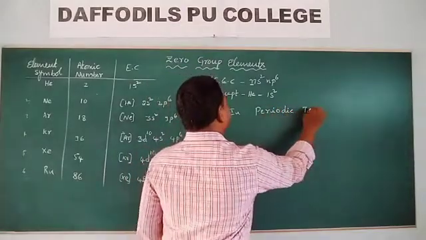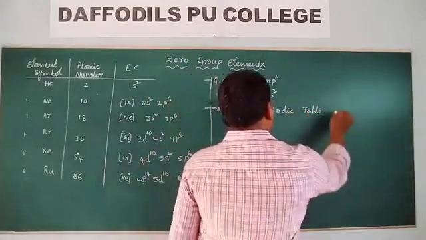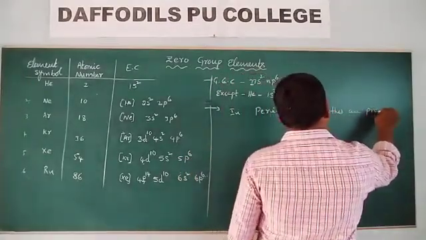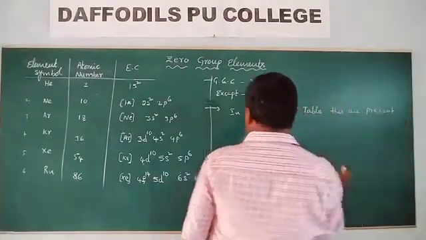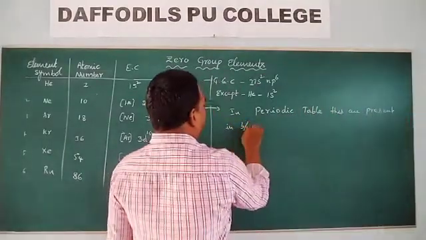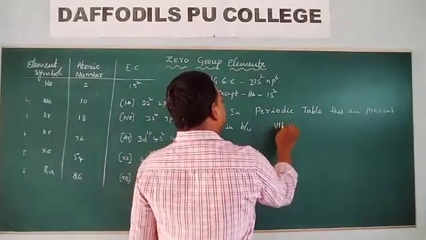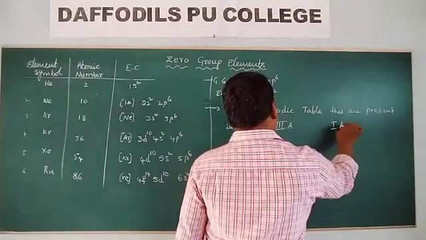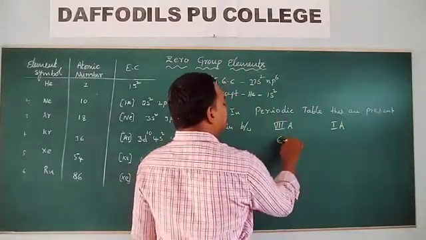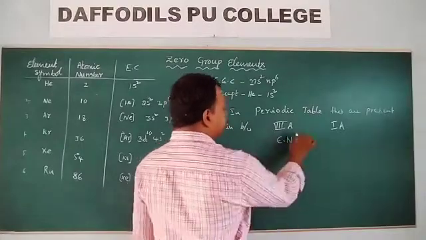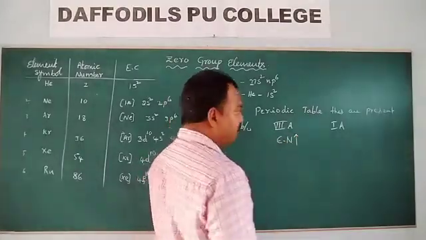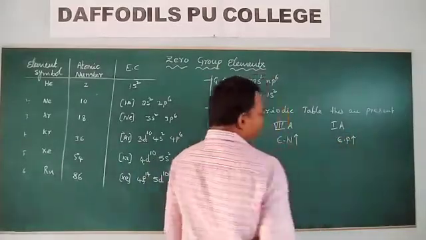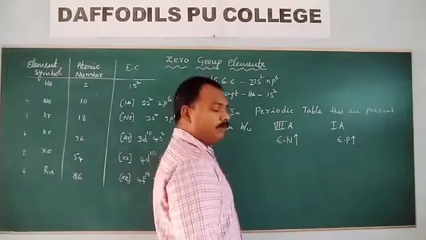In the periodic table, these are present in between 7th A group elements and first A group elements. 7th A group elements are highly electronegative elements. First A group elements are highly electropositive elements. Metals. First A group elements are metals.